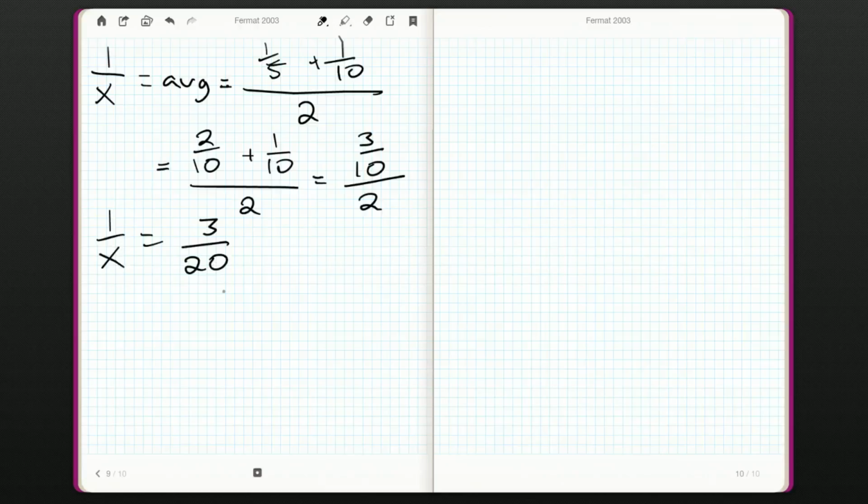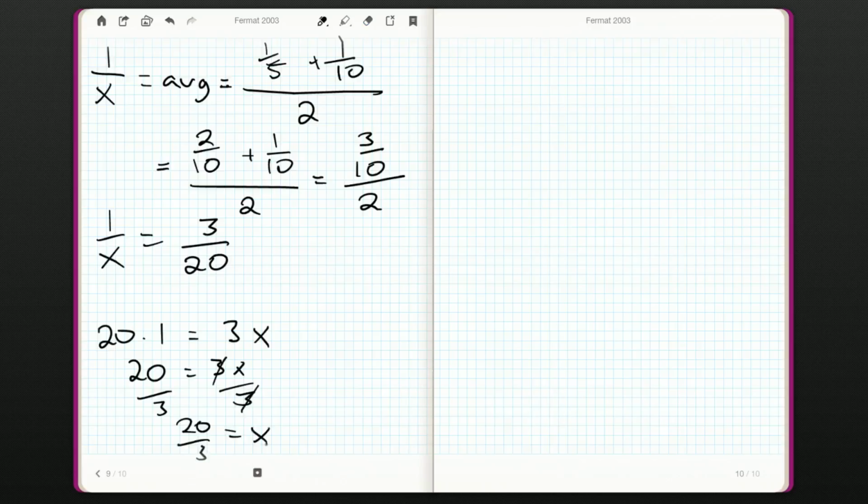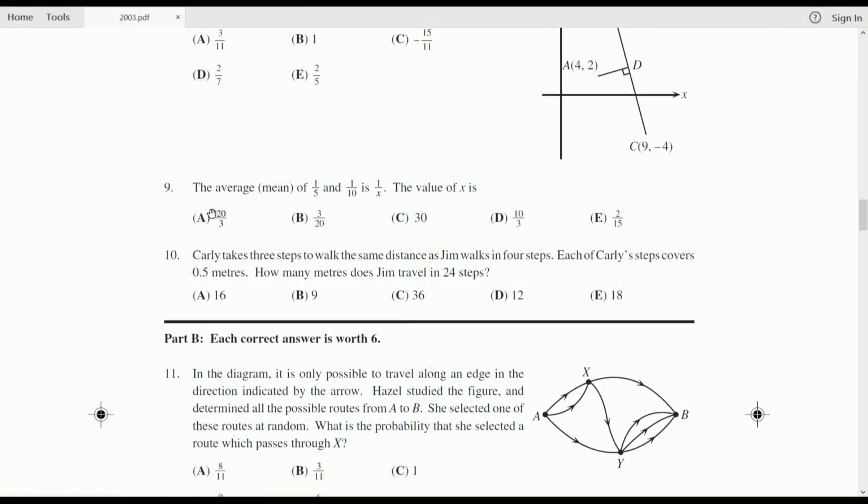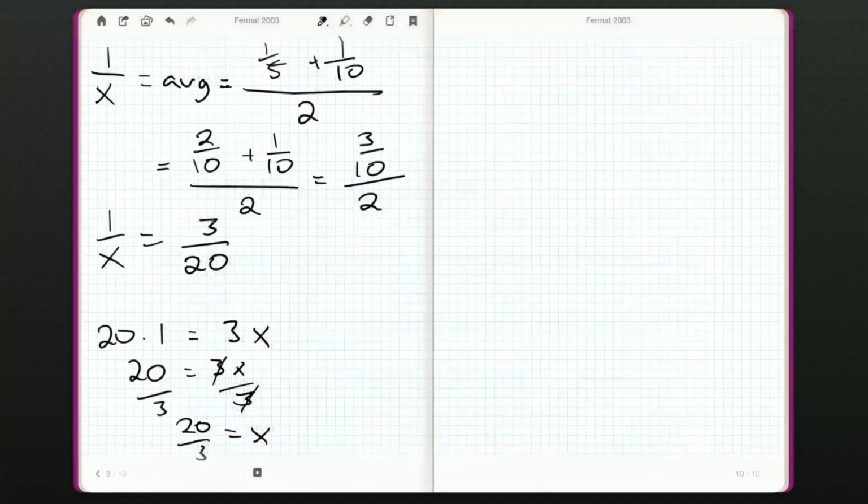What we could do is we could cross multiply. The 20 over here times 1 is the same as 3 times x. So 20 is 3x. Divide by 3 on both sides, and we'll get 20 over 3 is equal to x. That's pretty simple. 20 over 3, hey, that's A. So we would bubble an A on our sheet, and we'd move on to question number 10.